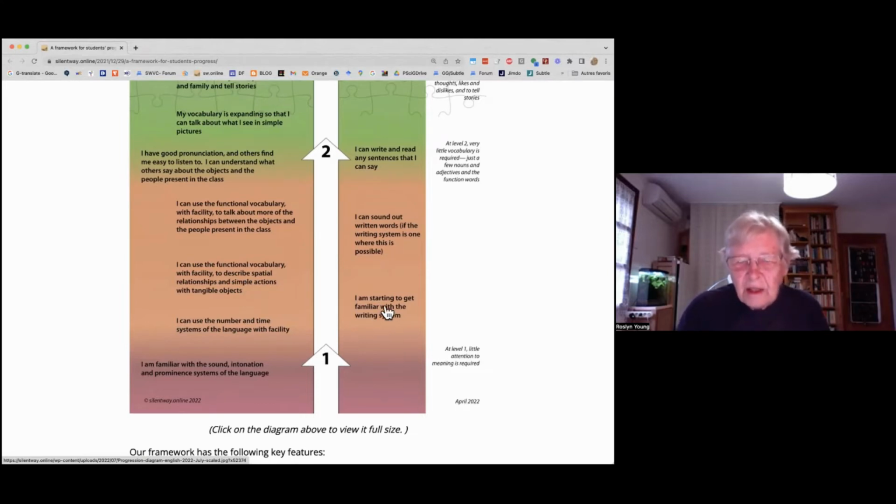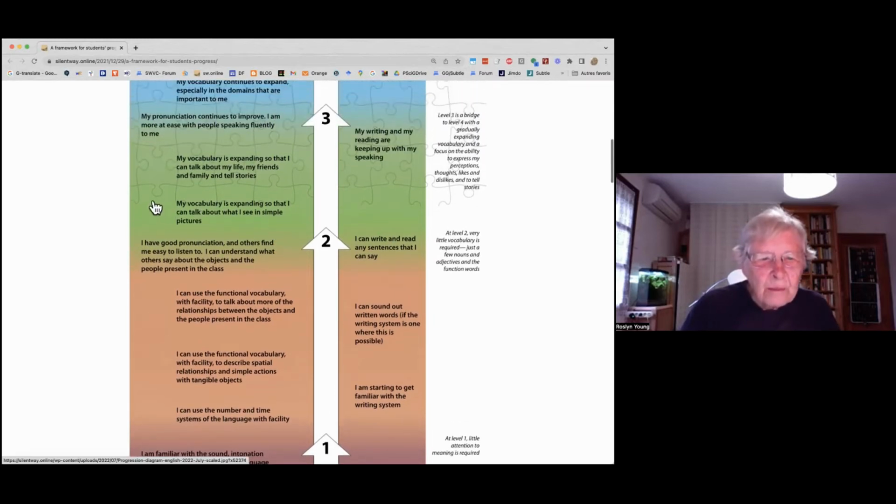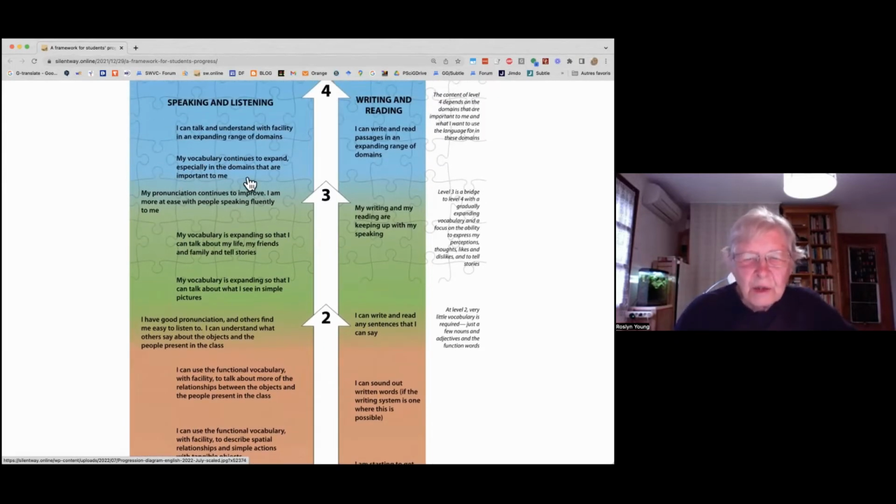And over here, I'm starting to get familiar with the writing system, whatever it might be. And then now I can use the functional vocabulary with facility to talk about more of the relationships between the objects and the people present in the class. And then gradually, my vocabulary is expanding. So now we're starting to get into lexical vocabulary. And behind that, you can see now we have a kind of jigsaw puzzle.